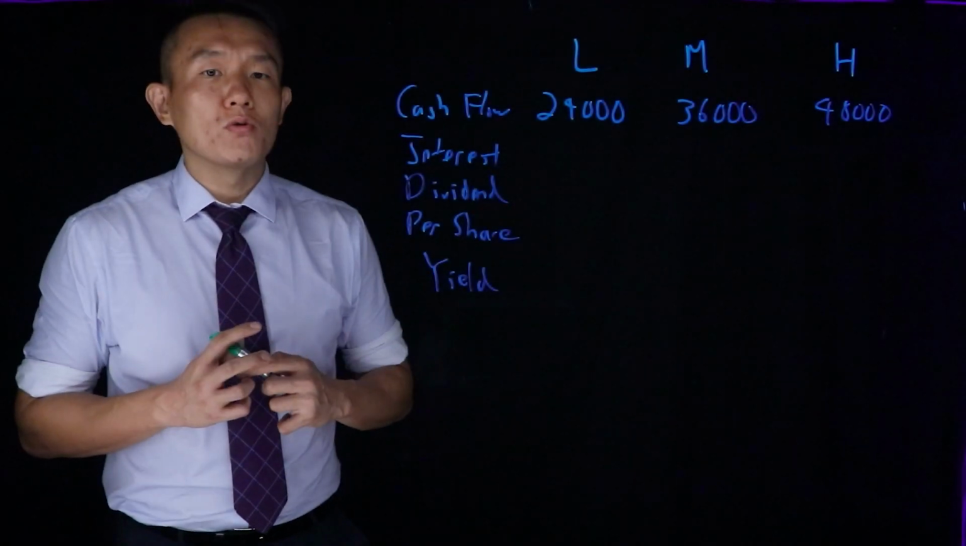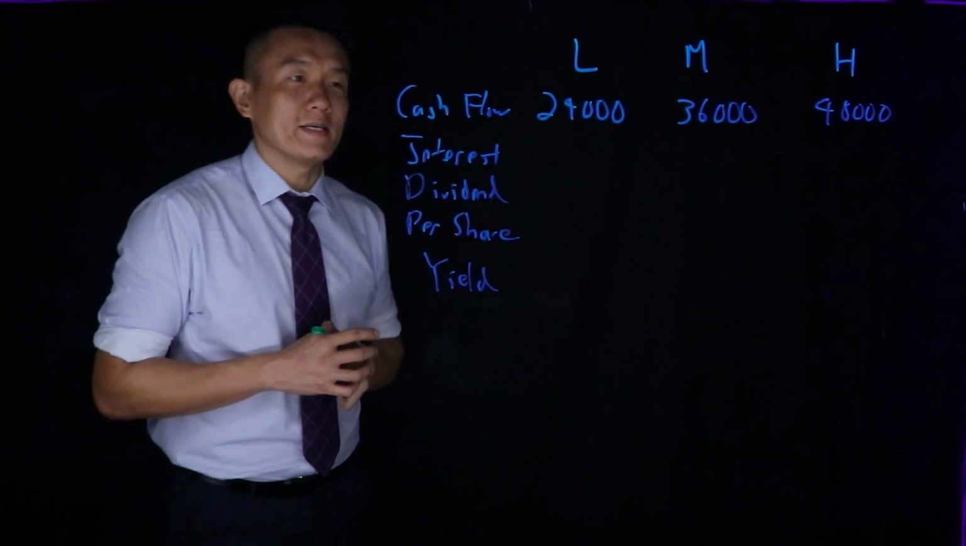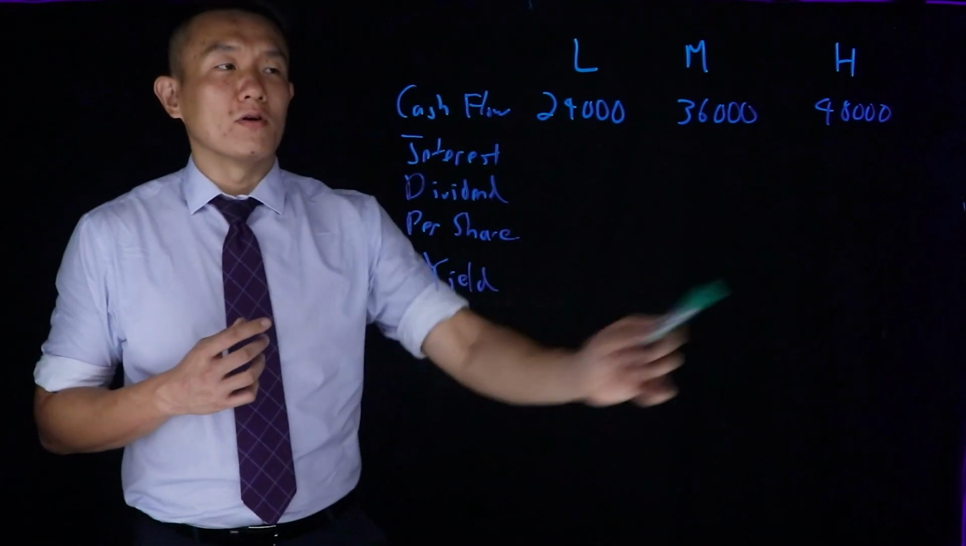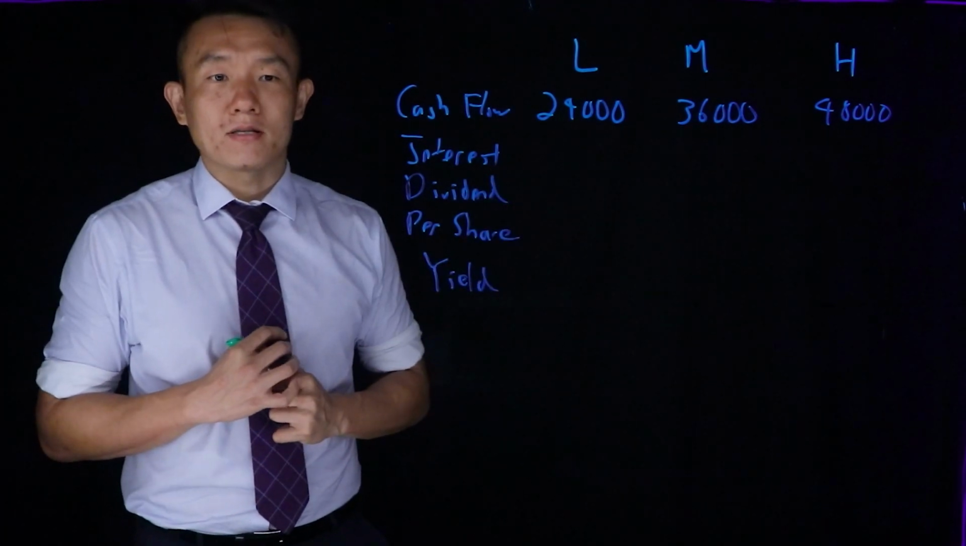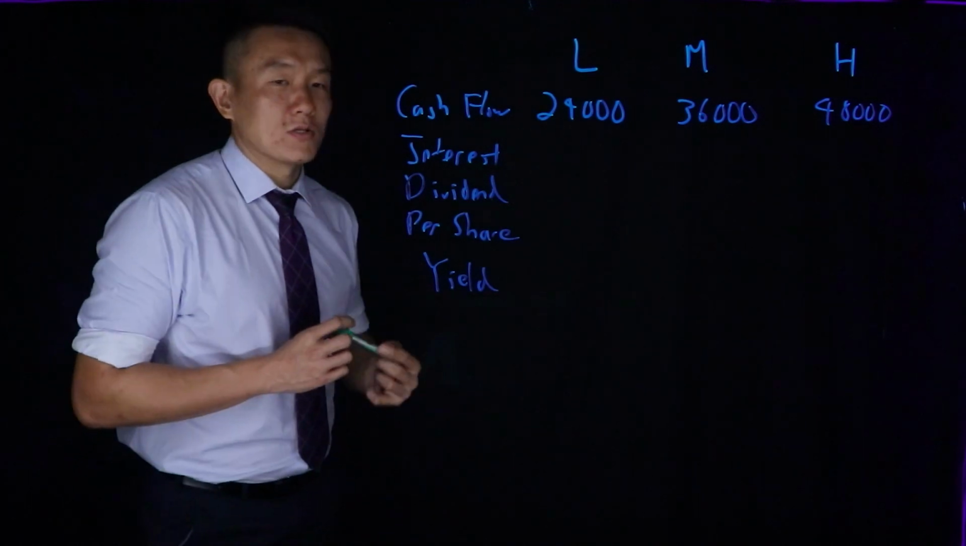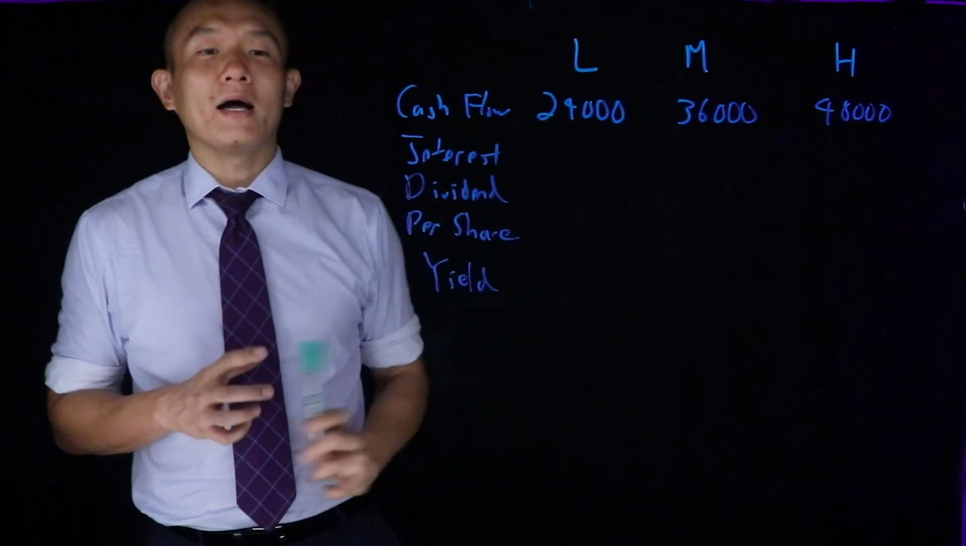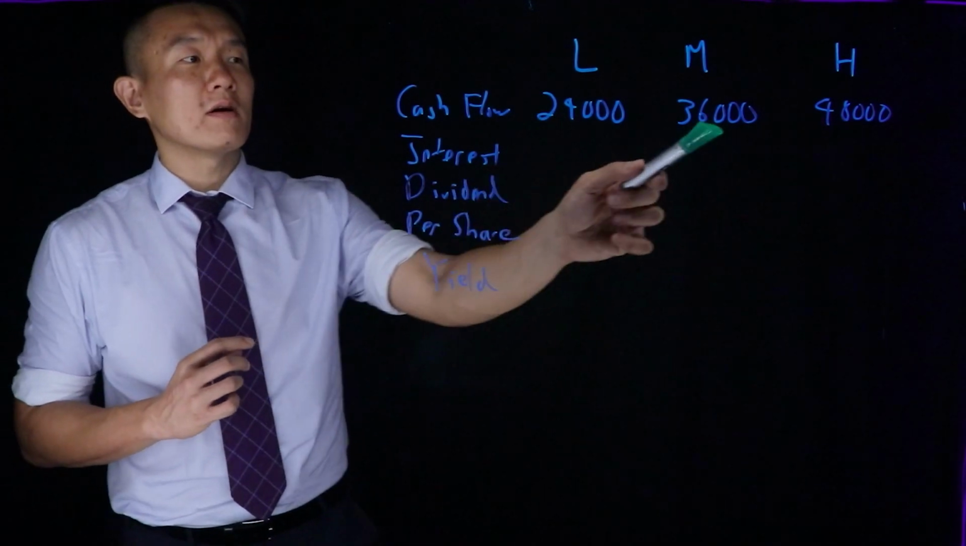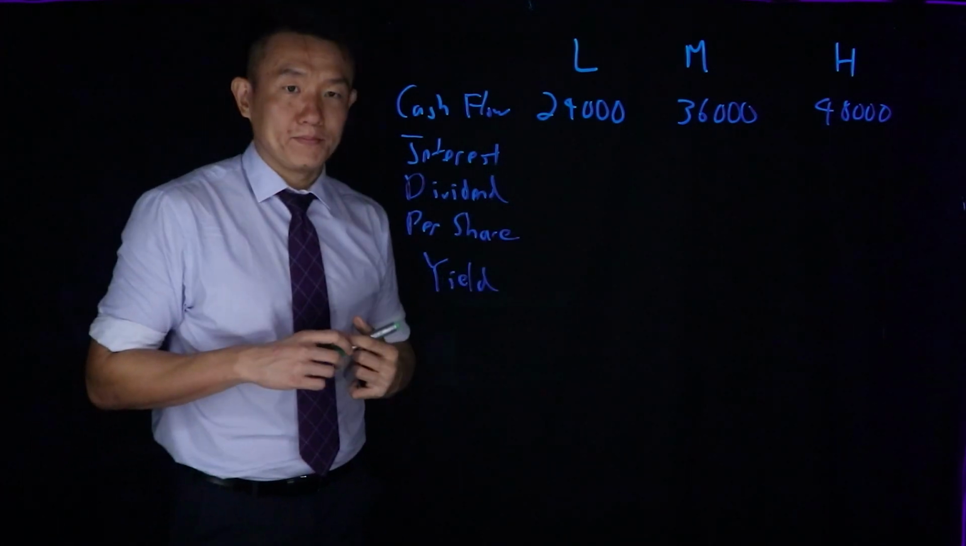So far we've been assuming that cash flows were guaranteed. Well, what if the cash flow, instead of being a fixed 36,000, was uncertain? So I have a low, medium, and high possibility. It can either be 24, 36, or 48.